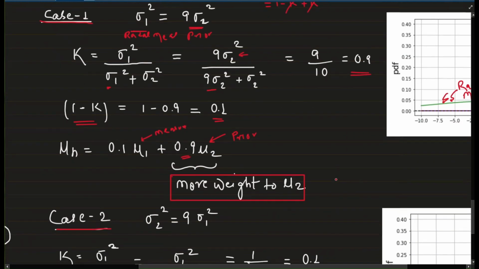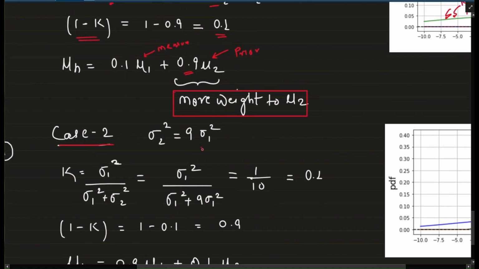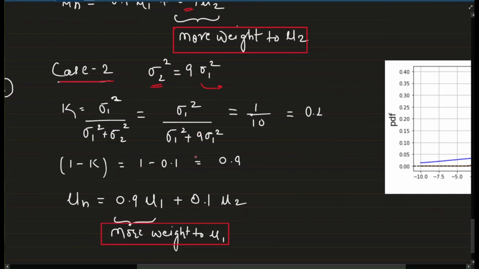Let's take the reverse case, case 2. In this case, my prior, that means my initial estimate of the car position, is 9 times more corrupt than my radar measurement, which means my radar is giving me better information than my belief about the position of the car. So once again, I plug these numbers into the Kalman Gain equation, and sigma 2 square is replaced by 9 sigma 1 square because of this relationship. This signifies that the radar estimate is better than the initial guess about the car's position, and it results in a Kalman gain of 0.1. Similarly, I calculate 1 minus k, and it results in 0.9.